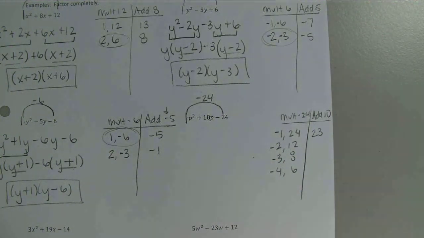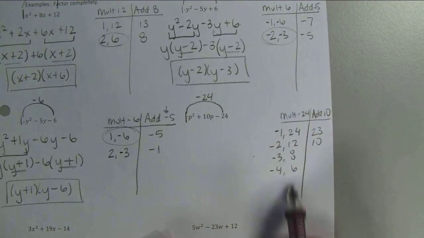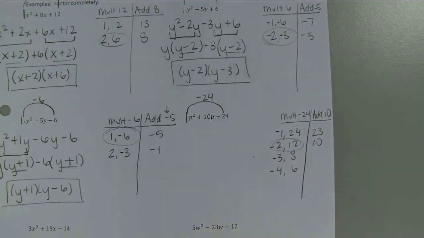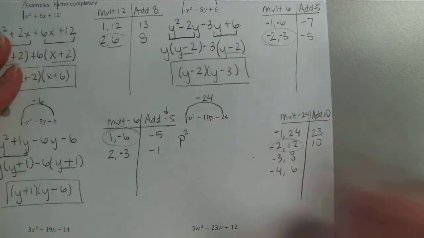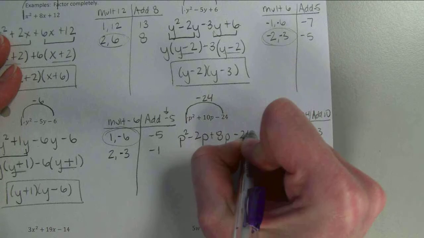Negative 2 times 12 multiplies to be negative 24, and it adds to be positive 10. So I don't even need to keep going with these. I know that's my winning factor, and that's how we're going to write the p's in the middle, okay? So p squared will stay p squared. But then this will be negative 2p plus 8p minus 24.